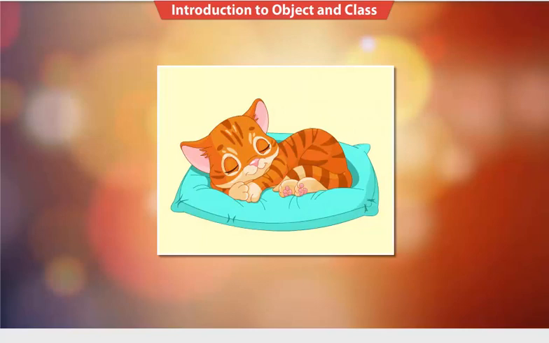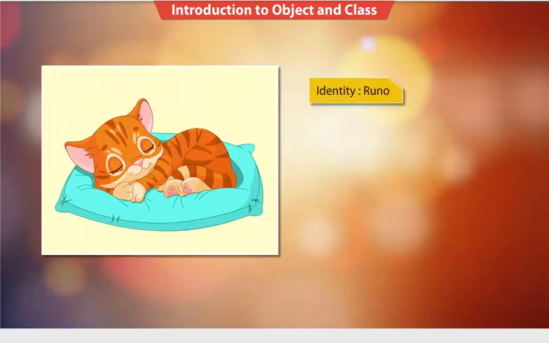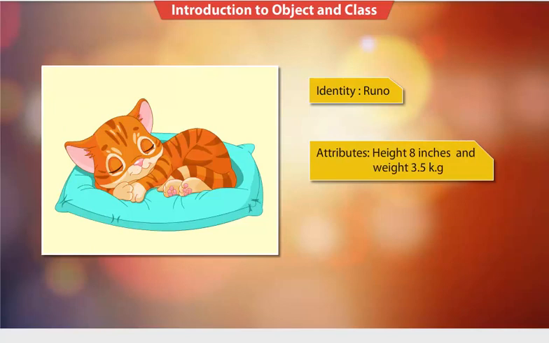Let us take an example of a pet animal, cat, as an object. In this example, cat is identified by the name Bruno. Its attributes and properties can be its height and weight. Its behavior can be the action performed, in this case, sleeping.